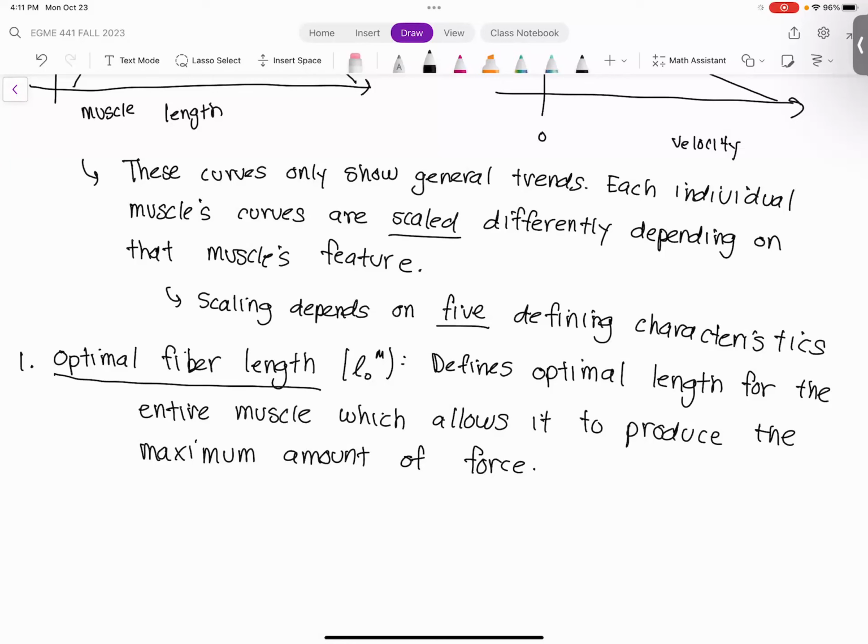What really determines the optimal fiber length is how many sarcomeres, or muscle units, are connected end to end in the muscle. An easy way to think of this characteristic is to think about the distinction between longer muscles and shorter muscles. Okay.